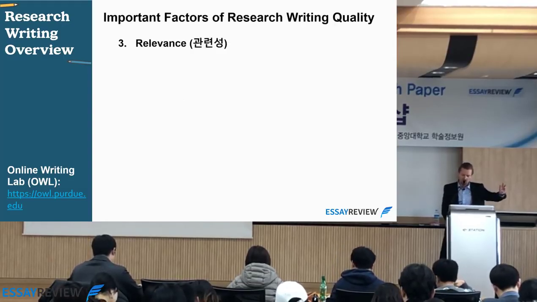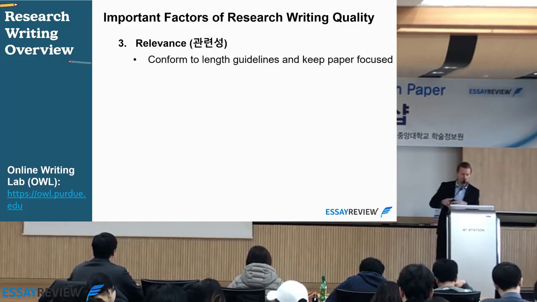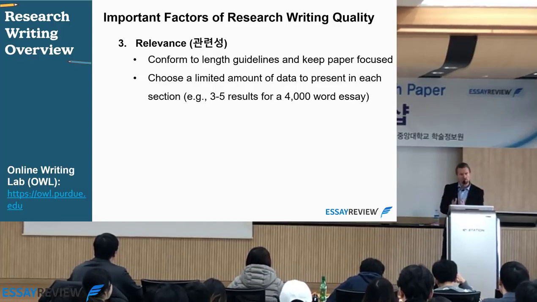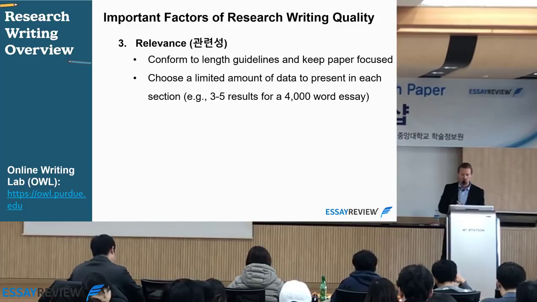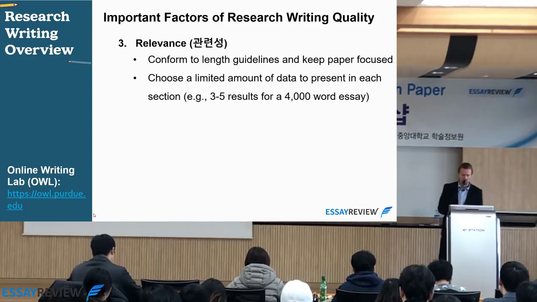The third factor of writing is relevance. Relevance means a lot of things, but it means conforming to the length guidelines. It means choosing the right data. So, for example, if you have a research paper that's 4,000 words, you don't want to write 10 results or 10 methods. Probably you want a smaller amount of methods. What the exact answer is, it's really up to you, but you want to make sure that the research methods and results you include are relevant, the most important methods, most important results.